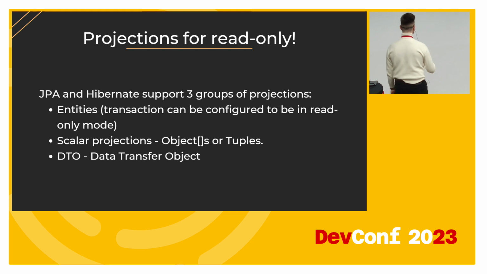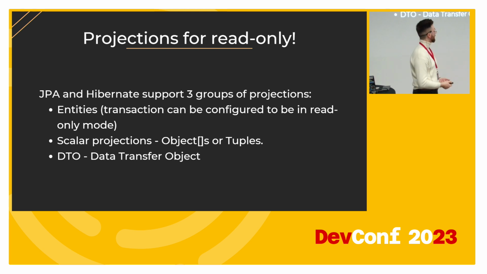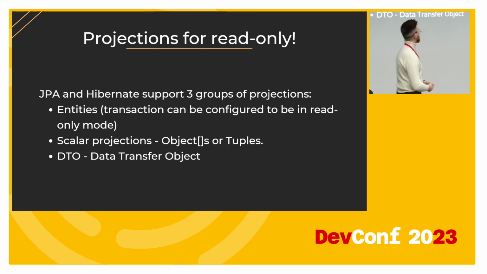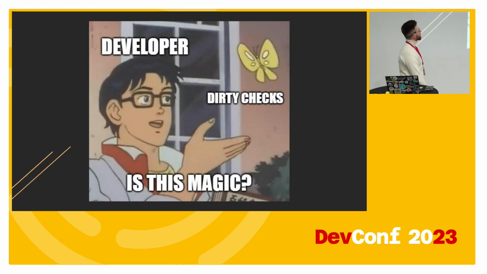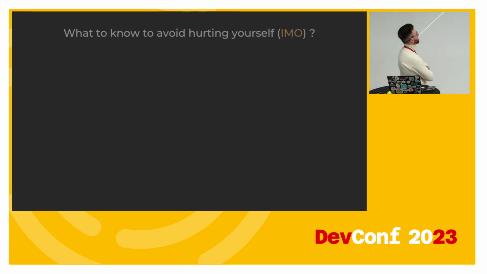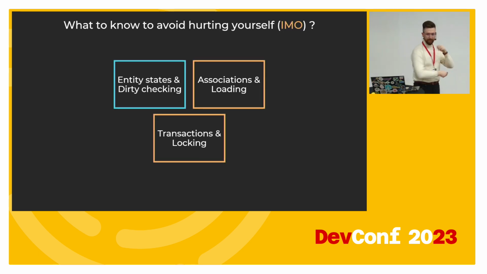Also, we have DTOs, data transfer objects. If you need something from some table, a few properties from the table, please create a data transfer object with these fields and query it from the database. And it will be read-only then, because entity is writable in the context of ORM. Okay, so I hope that after this introduction, you won't be that guy. And let's go to the next one.